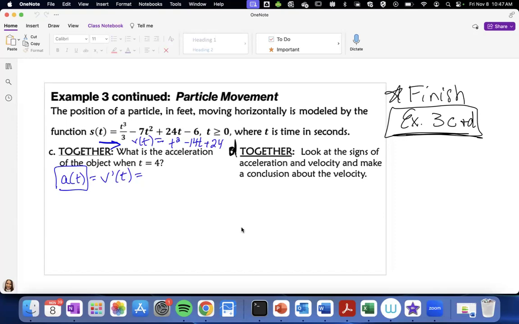Okay, derivative of velocity in this case. Here's velocity. That was what we had in part B. So the derivative is 2t minus 14. That is the acceleration function. So if I want the acceleration when t equals 4, what do I find? A of 4, right? The acceleration at time 4 seconds. So I plug it in. 2 times 4 minus 14. That's going to be 8 minus 14, which is negative 6.